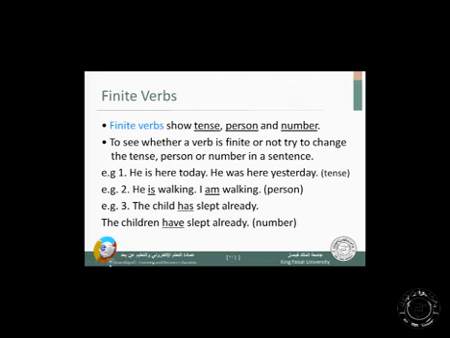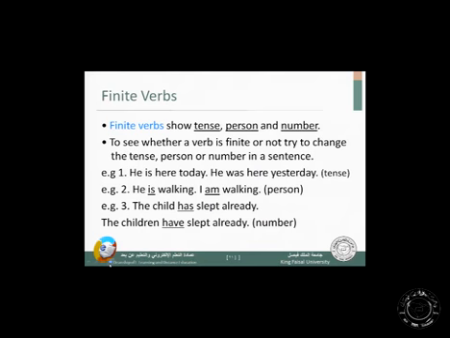One of your colleagues asked about finite verbs. As I said previously, finite verbs show tense, person, and number. So if you want to identify a finite verb, you should change one of these and see if it changes. If it shows tense, person, and number, then it is finite. If it doesn't change, if it stays the same, then it is not. It is non-finite, okay?